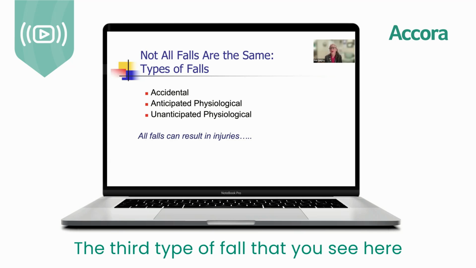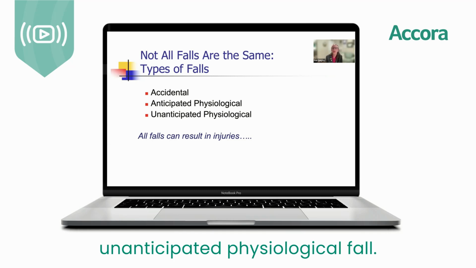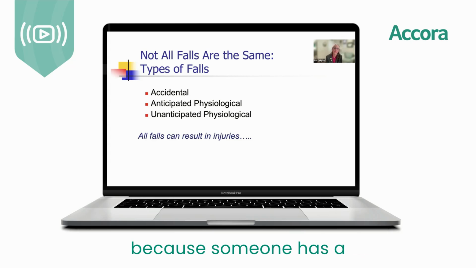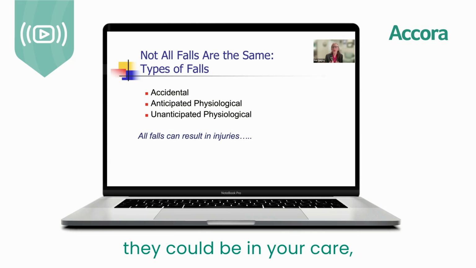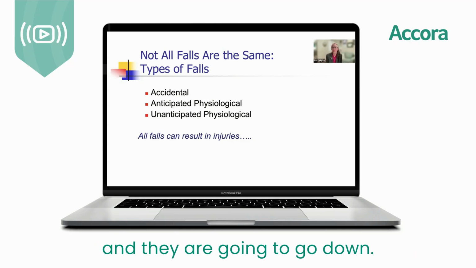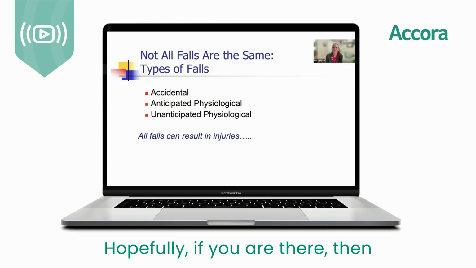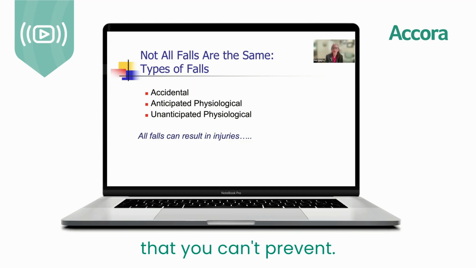The third type of fall that you see here on this slide is the unanticipated physiological fall, and that's the fall that happens because someone has a sudden heart attack or a stroke or a seizure. And they could be in your care, you could be walking them, you could be holding them, but they have a sudden medical event and they are going to go down. Hopefully, if you are there, then they would have an assisted fall. But that's the type of fall that you can't prevent.